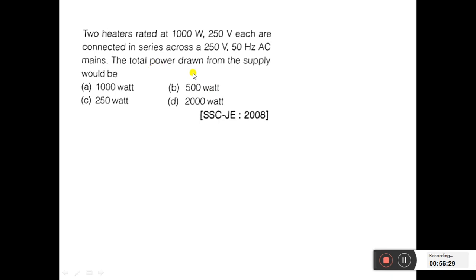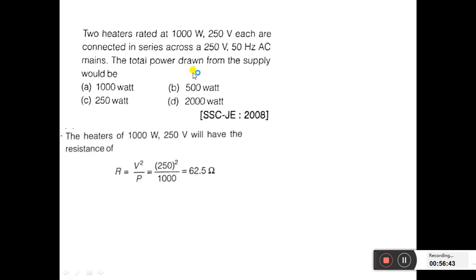Question is power drawn. Power drawn is P equal to V square by R, or I can write it as V I. If you use the formula V square by R, we need the resistor value. So first we can calculate the resistor value. So resistor is V square by P. So V value 250, power value given 1000, you will get 62.5 ohm.